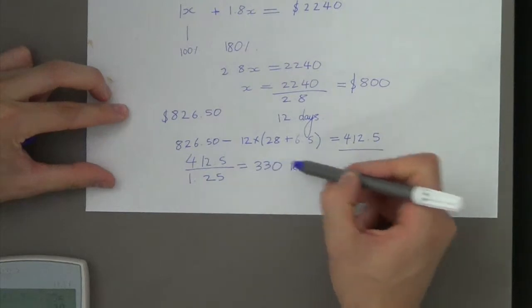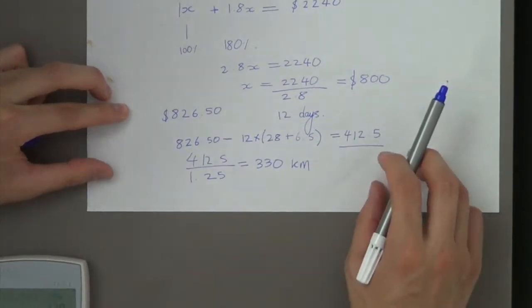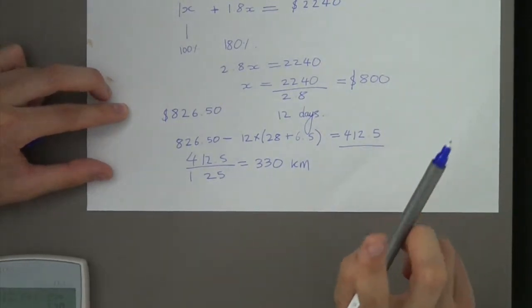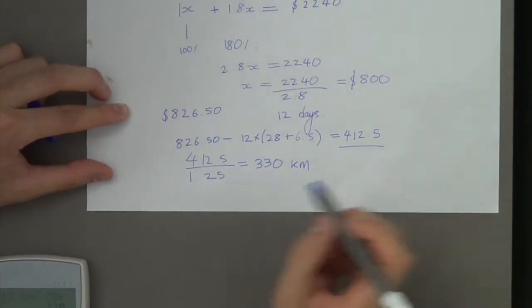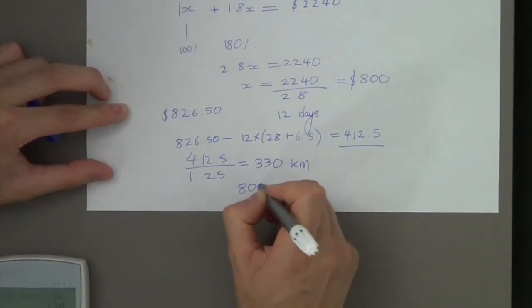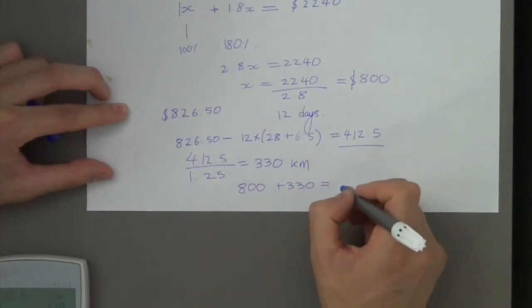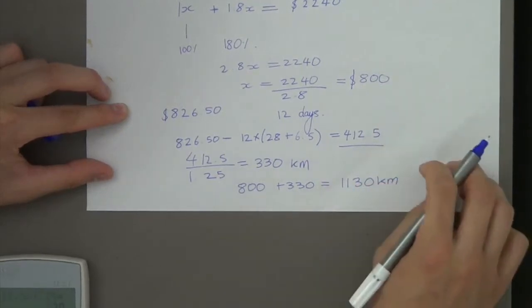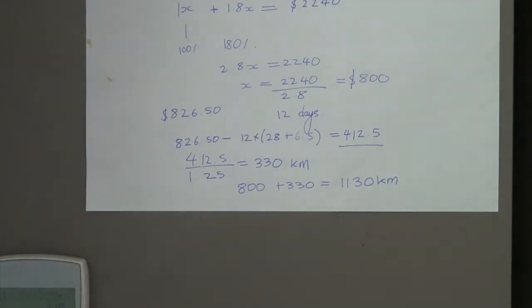So basically we found out how many kilometers he has paid for with this amount of money, but the question says find the number of kilometers Mr. Chan traveled in this car, and it did say the first 800 kilometers are included in the price. So finally we need to add 800 to this 330, and that gives us 1,130 kilometers in total.